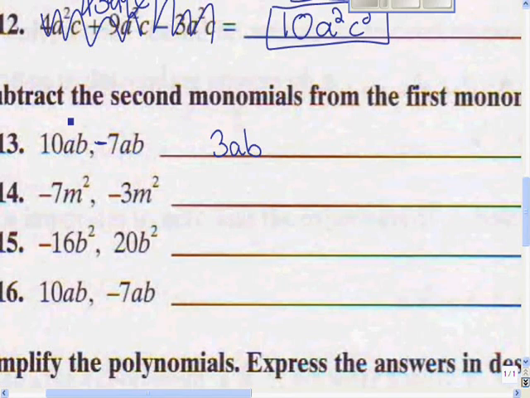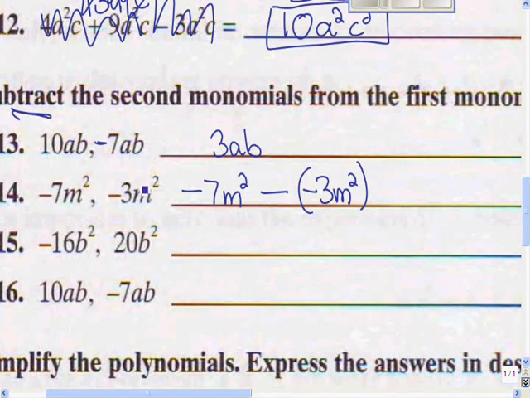Okay. Now remember, they say subtract the second monomial from the first monomial. So I've got a negative 7m squared. Now I'm going to subtract it from the negative 3m squared, because they tell me in the directions to subtract. So I'm going to subtract the second one from the first one. That's what I did. But remember what this means?